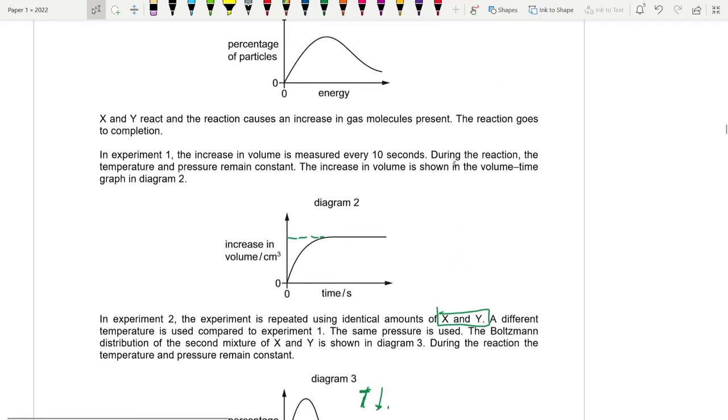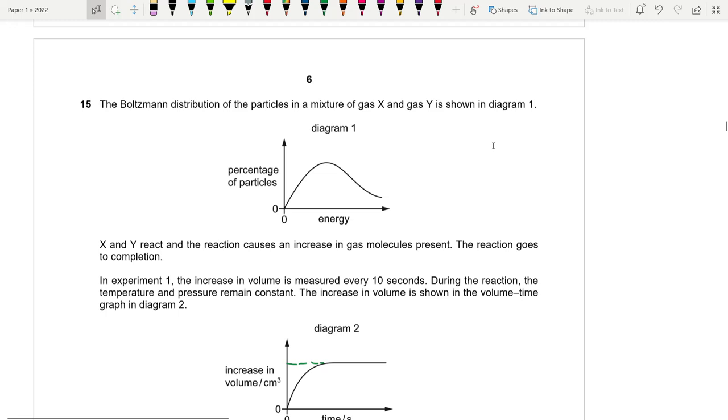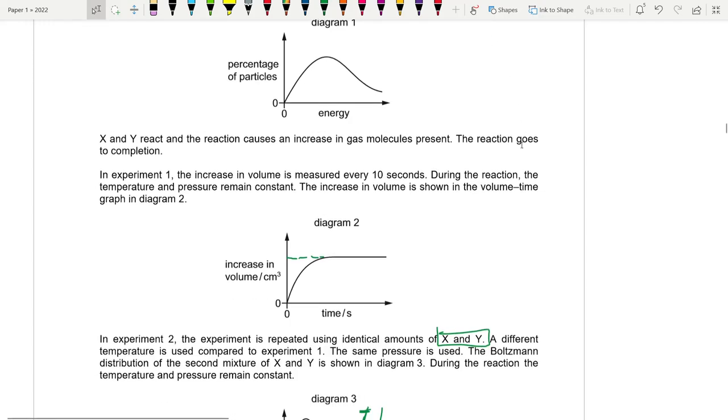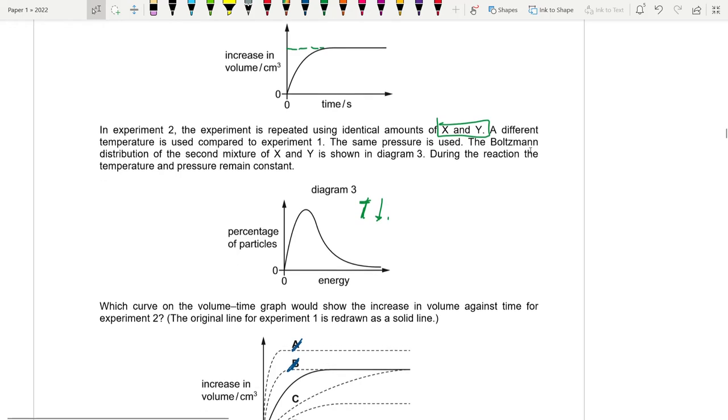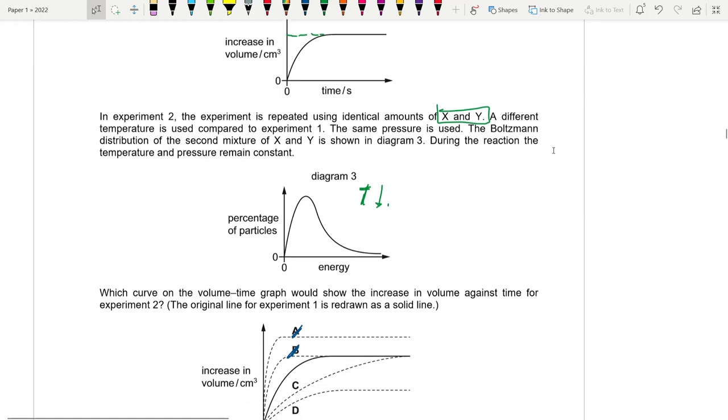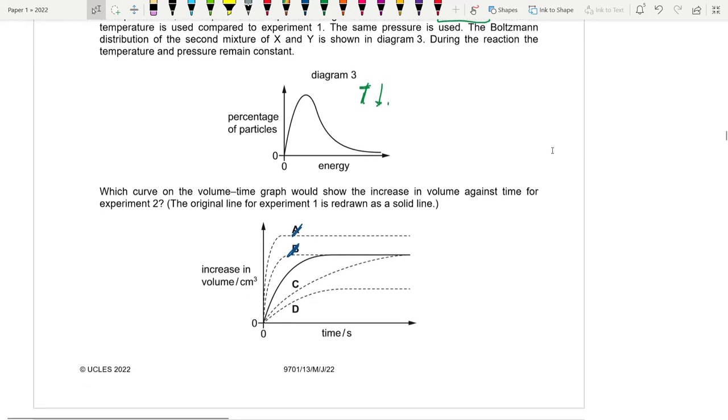So let's read this again. Increase in gas molecules, the reaction goes to completion. In experiment 1, the increase in volume is measured every 10 seconds. The same pressure is used. The Boltzmann distribution is shown in this diagram. Temperature and pressure remain constant.